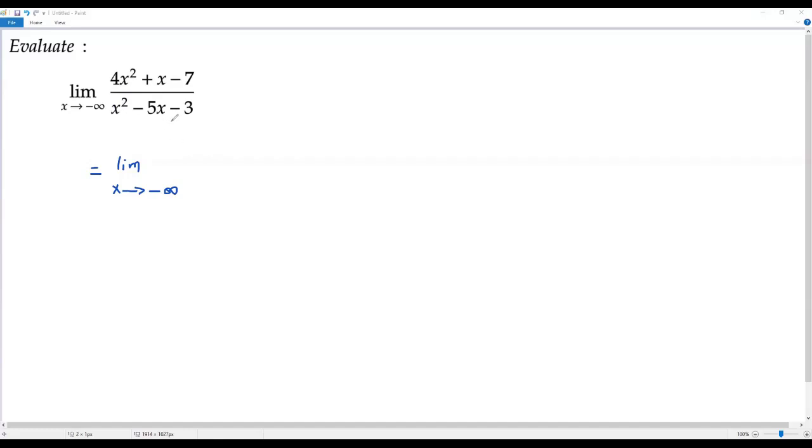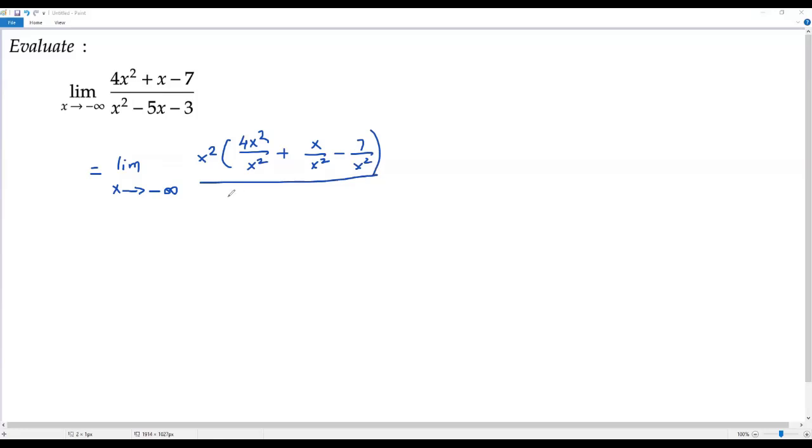Now in my next step, I have to factor x out with the largest exponent. In the numerator, the largest exponent of the variable is 2, so we factor x² out of the numerator. To get the stuff inside the parentheses, we divide each term of the numerator by the one I factored, that is x². So 4x² over x², positive x over x², negative 7 over x².